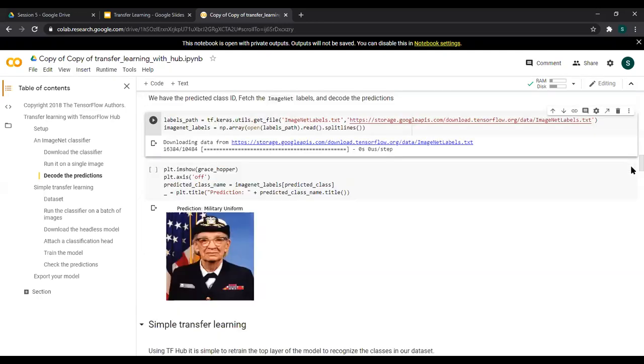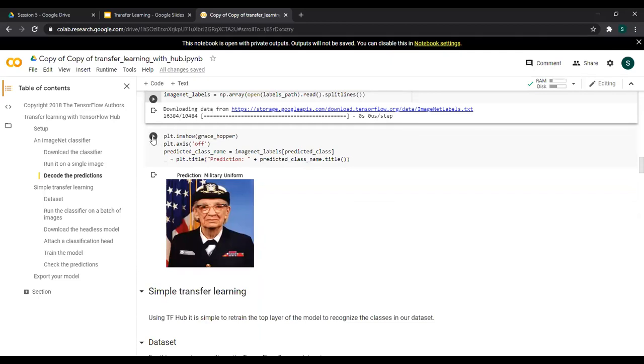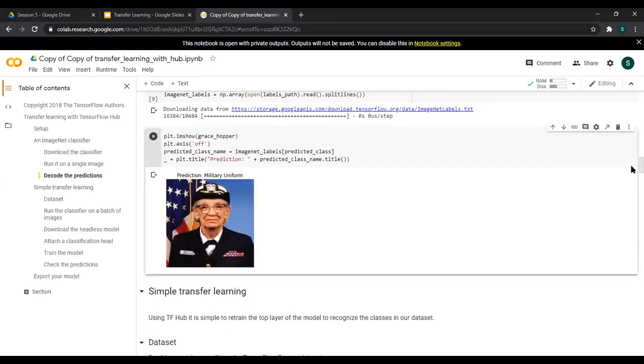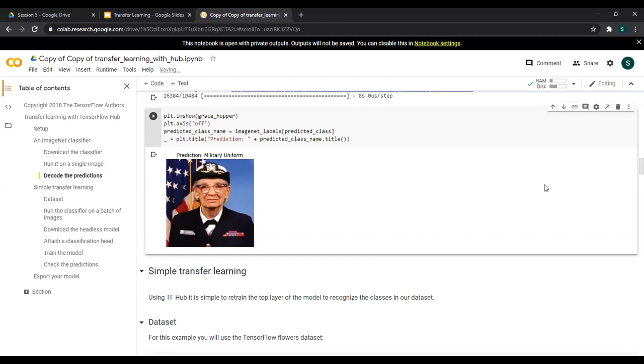And now the second step we do is decoding the prediction. What this line of code is going to do is turn the axis off. We don't want any axis for this image right here. It's going to give the title, which is the prediction string, and then concatenate that with the predicted class name for this image. So when you run this, you get the image prediction as prediction colon military uniform.